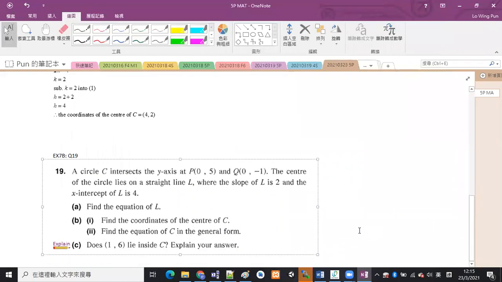A circle C intersects the y-axis at point P, where the coordinates are 0, 5, and point Q, coordinates are 0 and -1. So those are two y-intercepts. One is at 5 above the x-axis, and the other is at -1, below the x-axis.